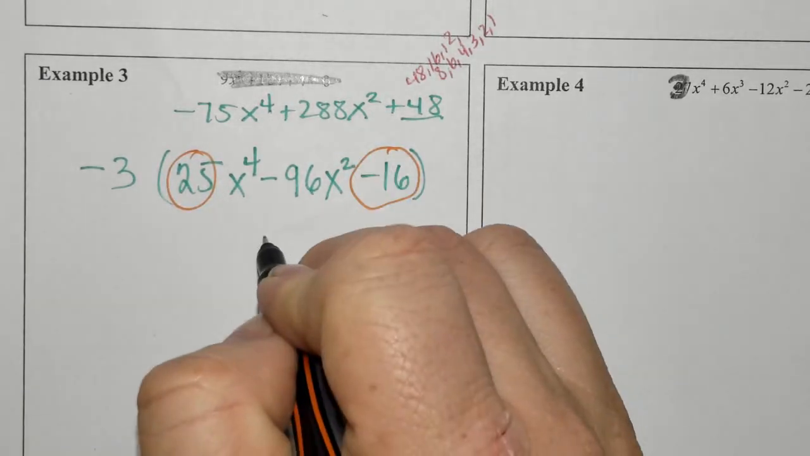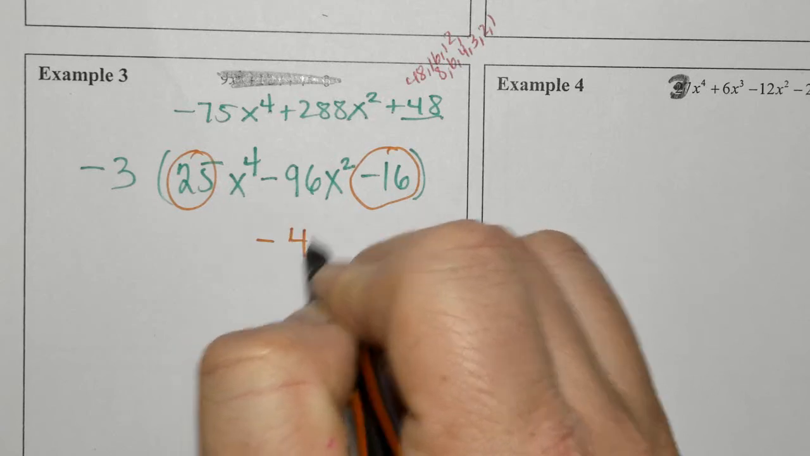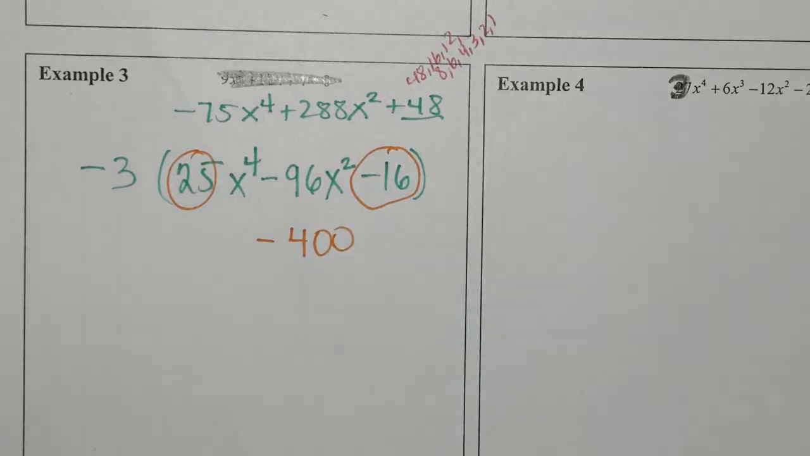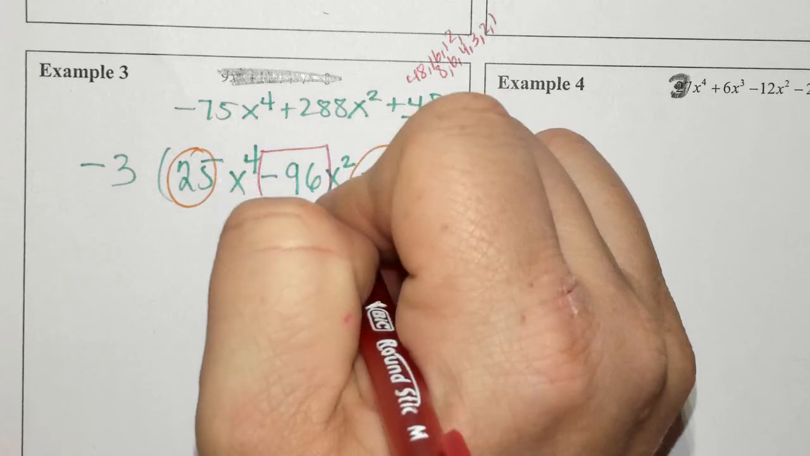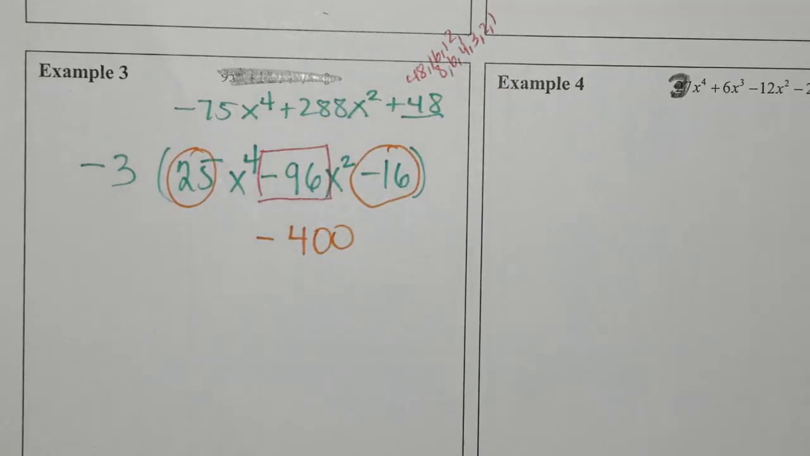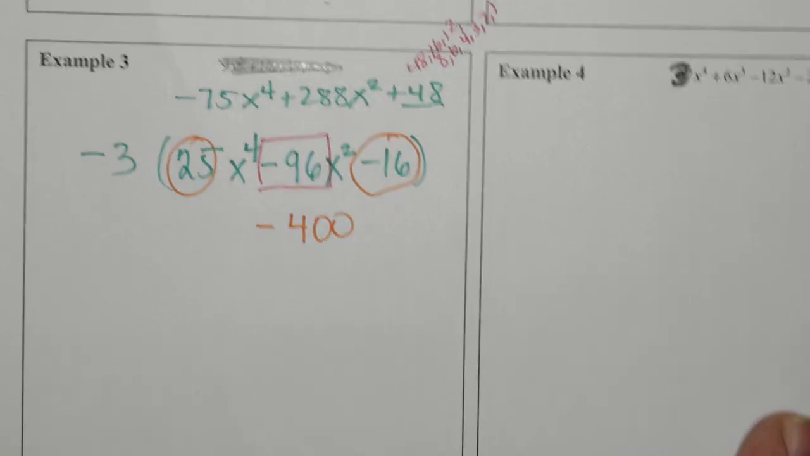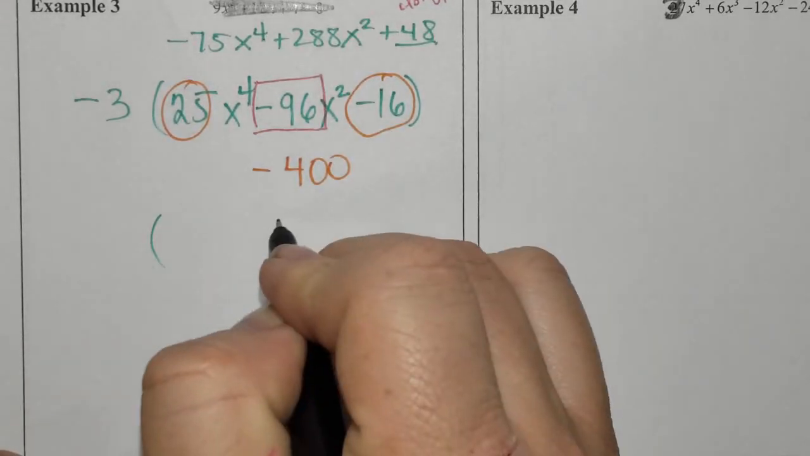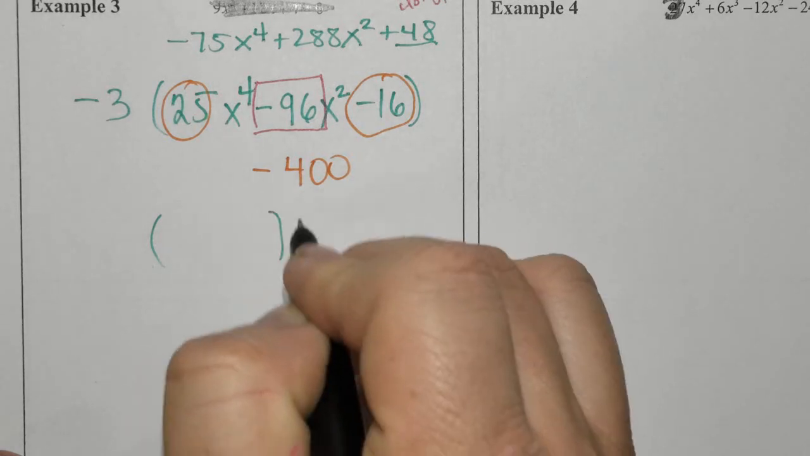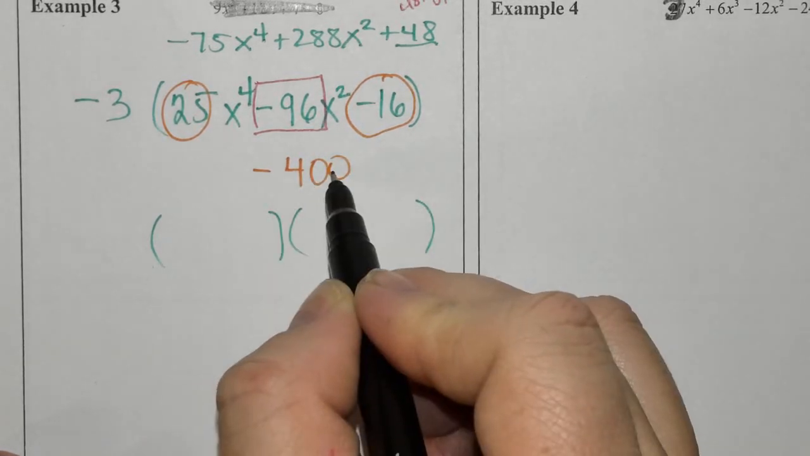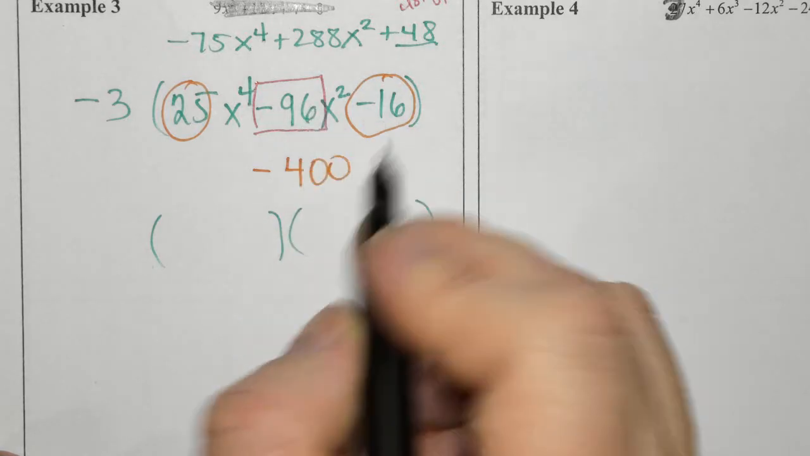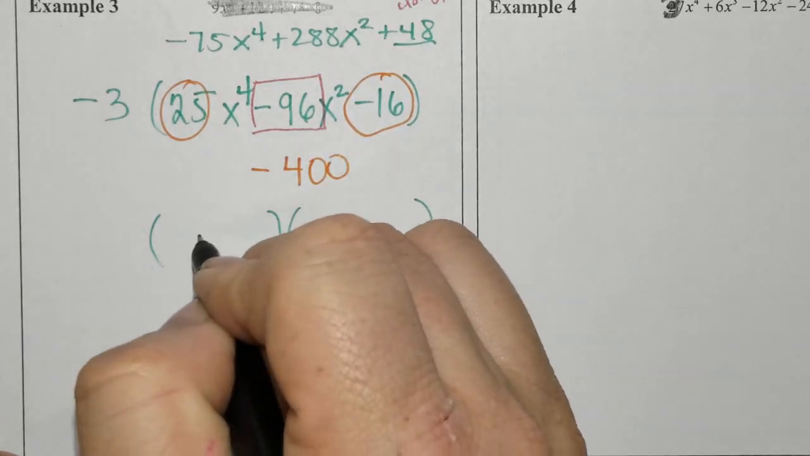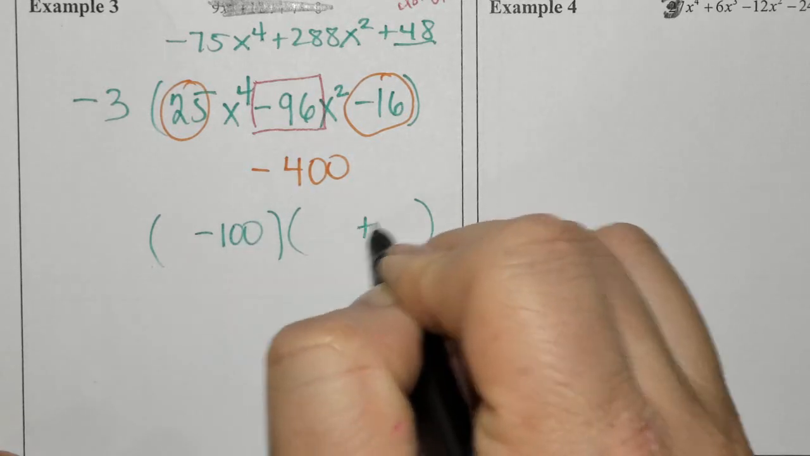25 times negative 16 is a negative 400. Box in the negative 96. What two integers multiply to equal negative 400 and somehow combine to give you a negative 96? 100 and 4 multiply to give you 400, and they can combine to give you 96. Now that will work if the 100 is negative and the 4 is positive.